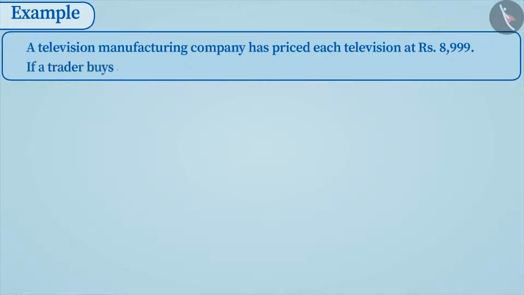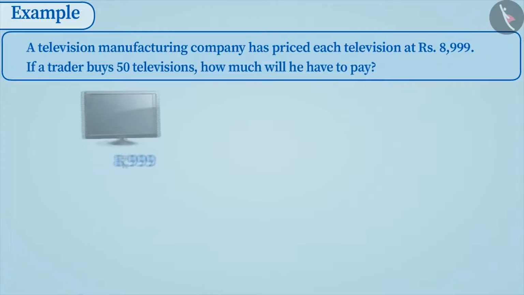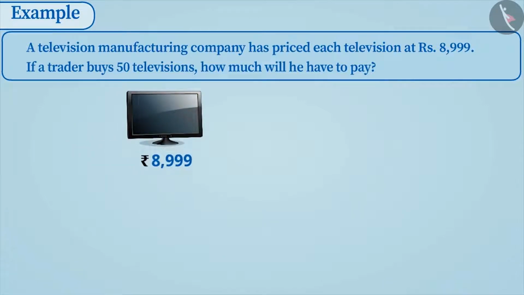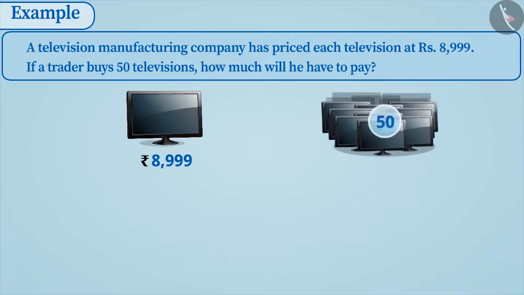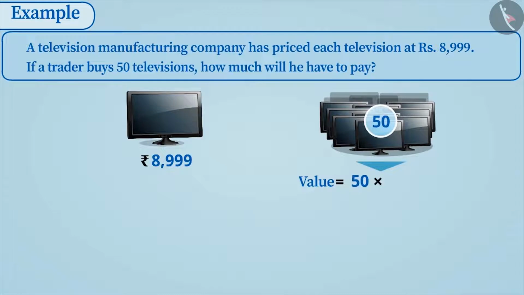The next example. A television manufacturing company has priced each television at Rs 8,999. If a trader buys 50 televisions, how much will he have to pay? Here, the price of one television is Rs 8,999. So the price of 50 televisions will be the product of the number of televisions and the price of one television, that is, 50 into 8,999, that is 4,49,950. You must have now developed a good understanding of numbers up to 6 digits.